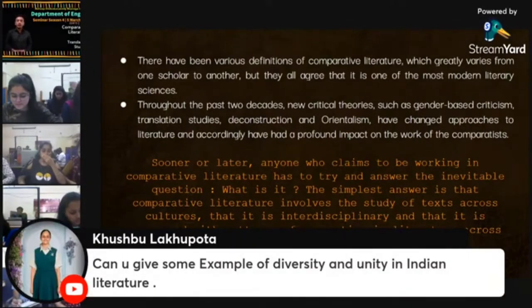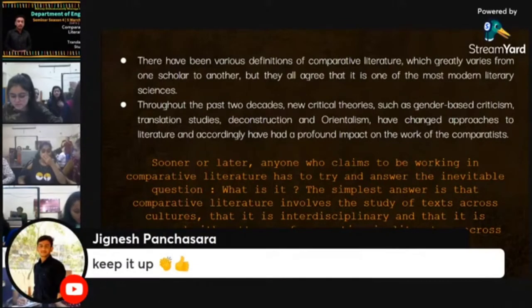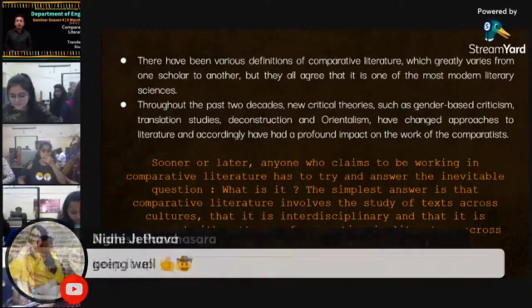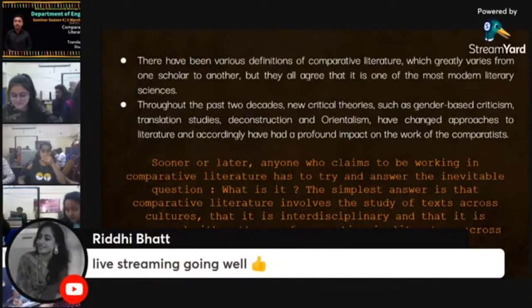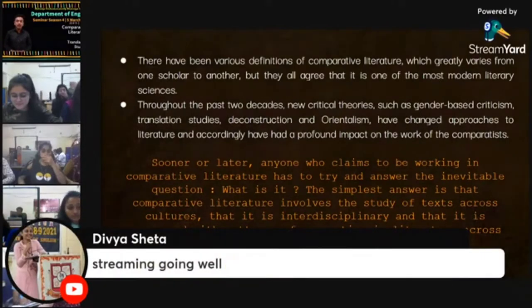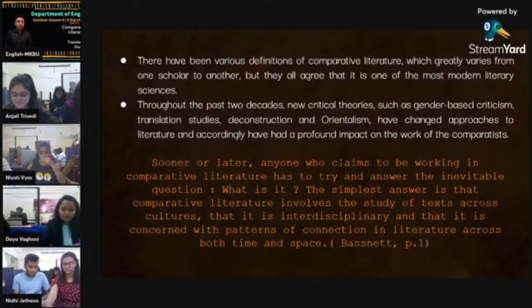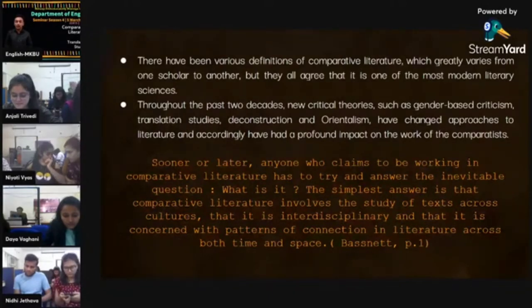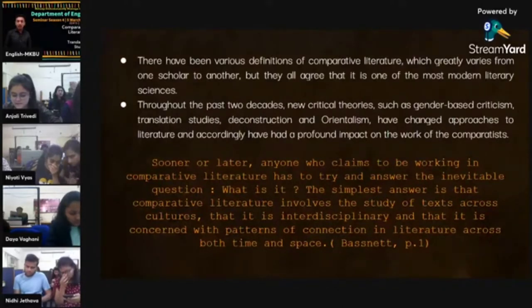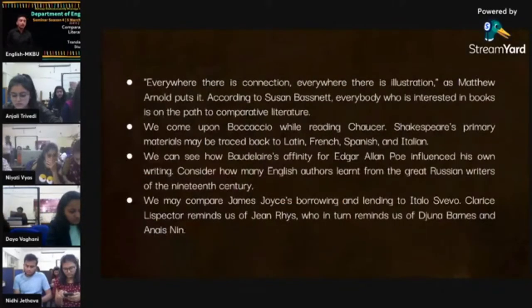Sooner or later, anyone who claims to be working in comparative literature has to try and answer the inevitable question: what is it? The simplest answer is that comparative literature involves the study of texts across cultures, that it is interdisciplinary, and that it is concerned with patterns of connection in literature across both time and space. Bassnett, page number one. Everywhere there is a connection, everywhere there is an illustration, as Matthew Arnold puts it.